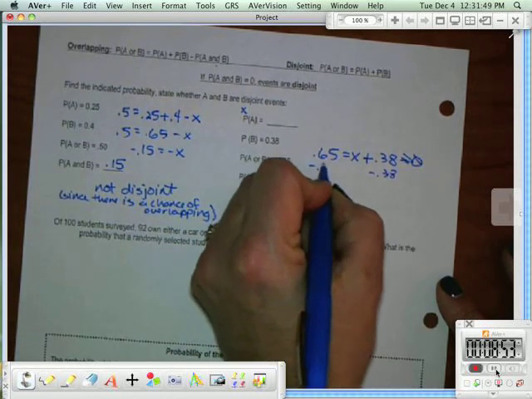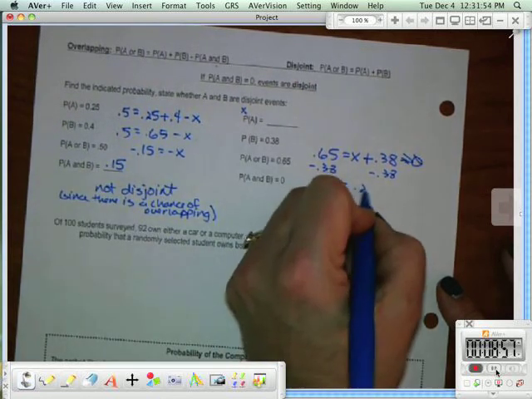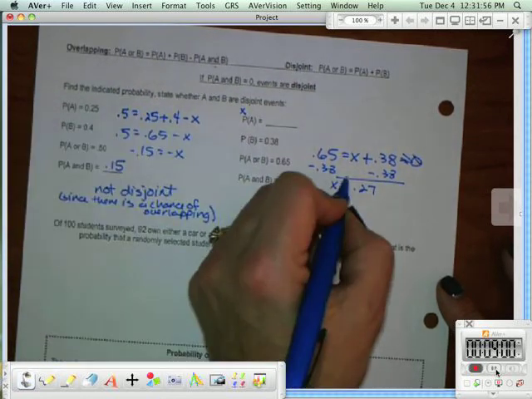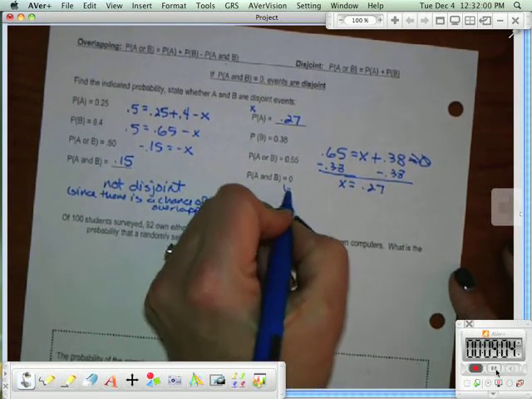And X equals 0.27. So 0.27 is the probability of A occurring. And since this is 0, the events are disjoint.